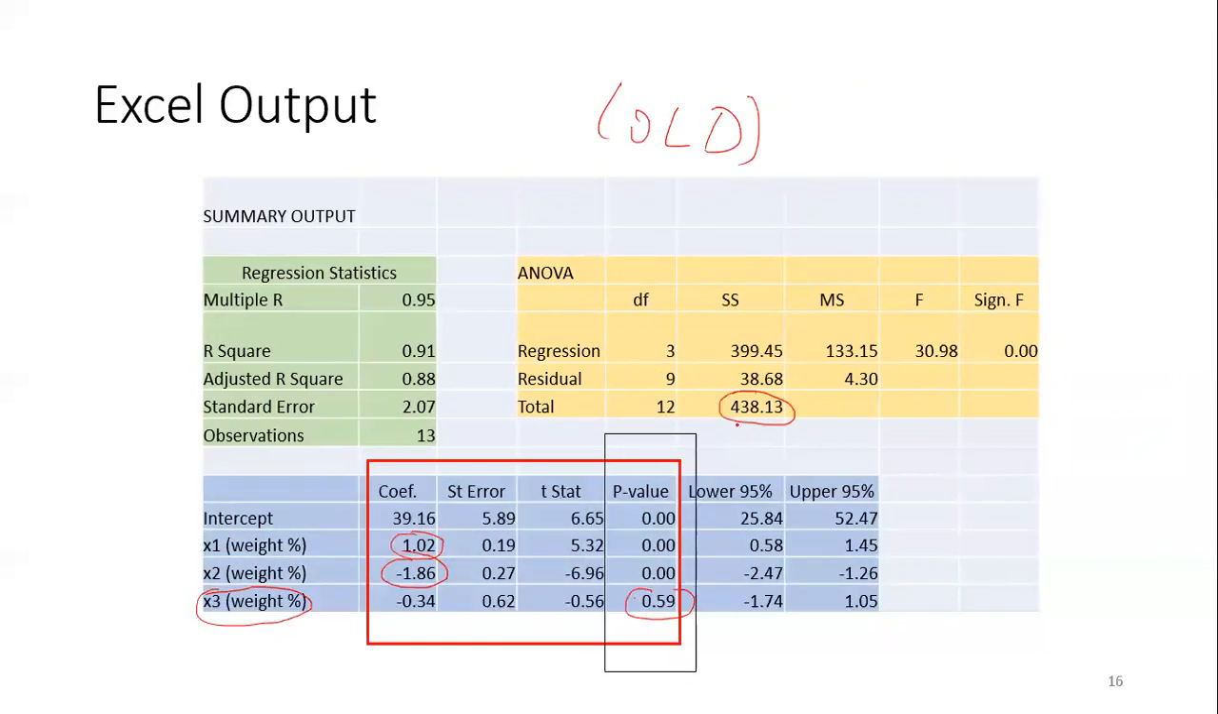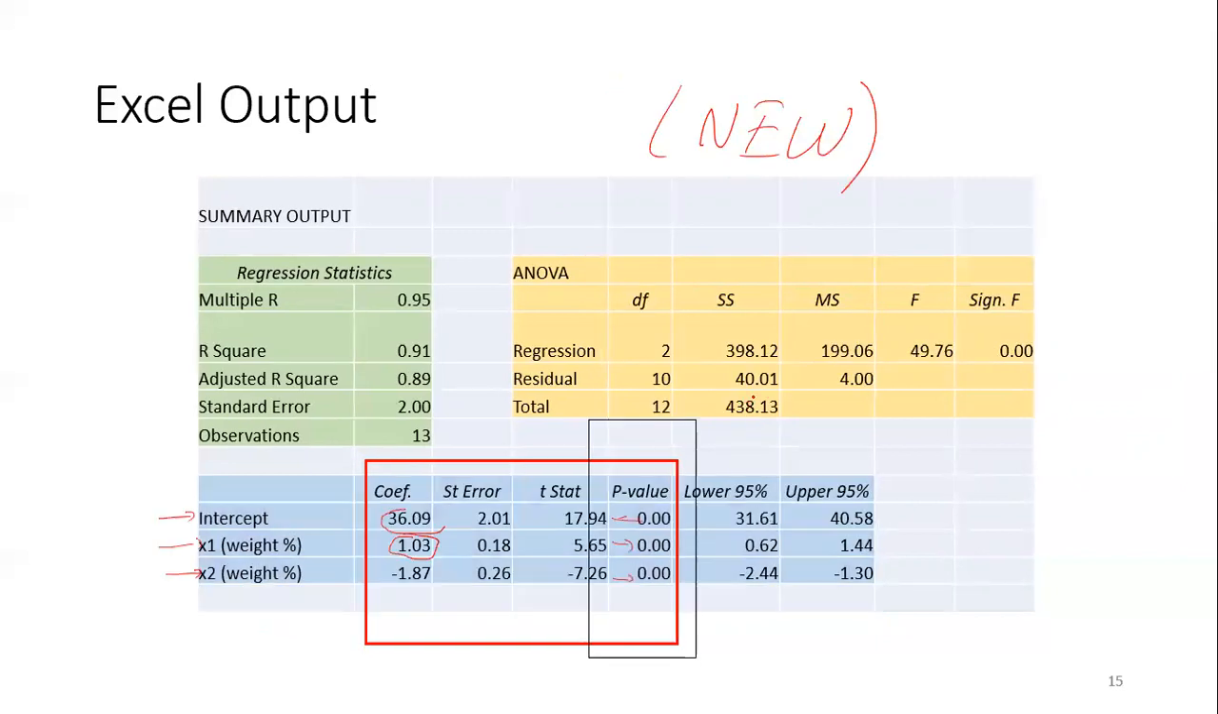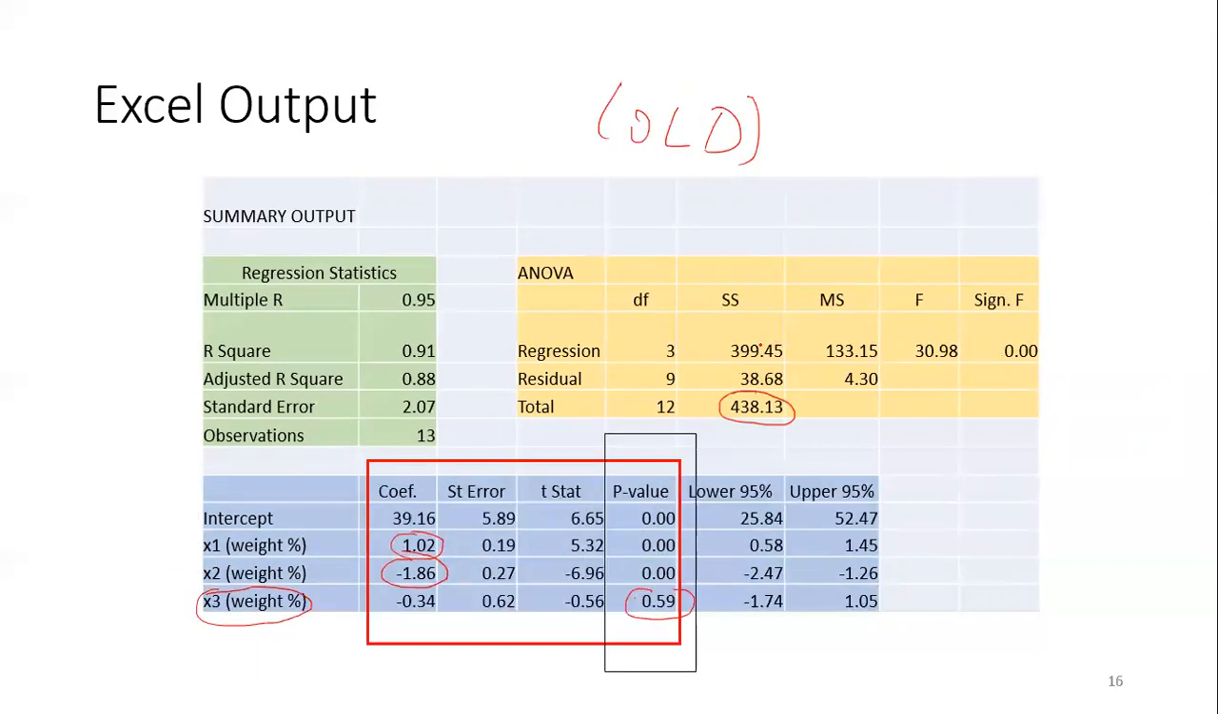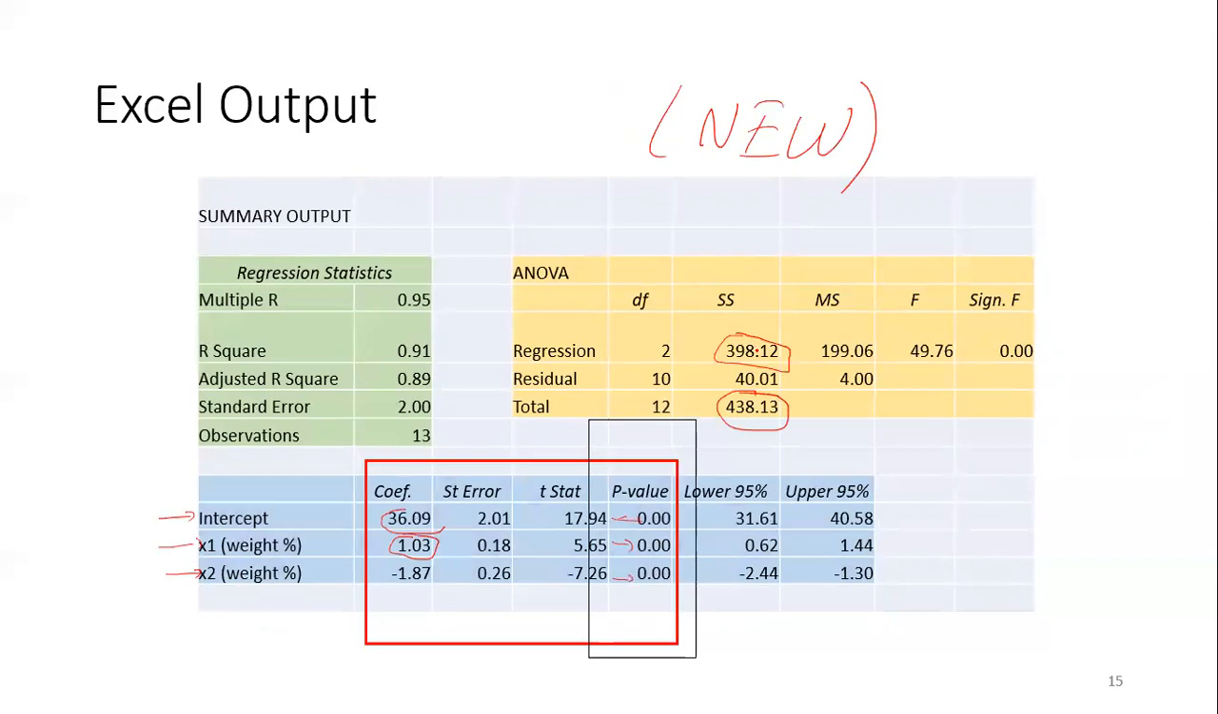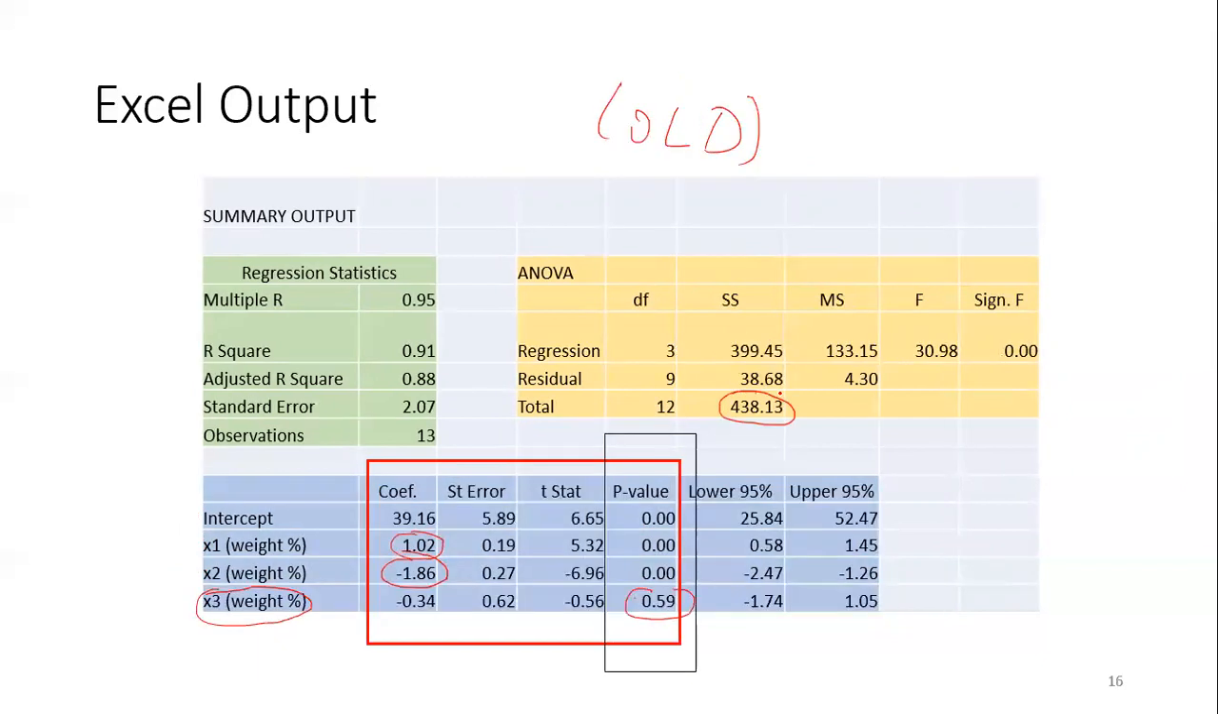So the old model has 438 here, and this is the regression SSR, the old SSR. As you might see, the old SSR is a bit higher than the new one, only a bit. And the residual is 40 there and 38 there, so the new model has a smaller SSE.